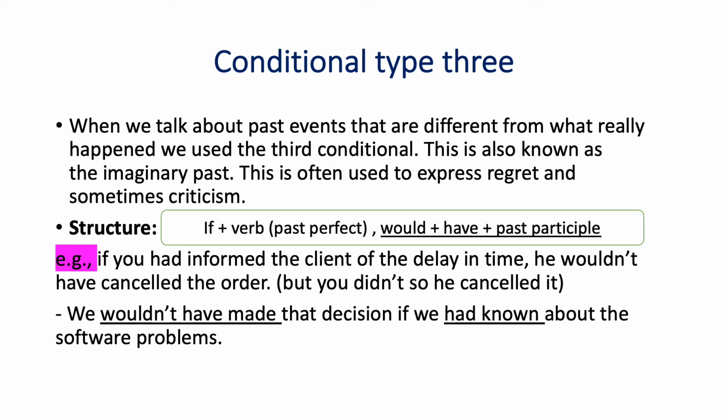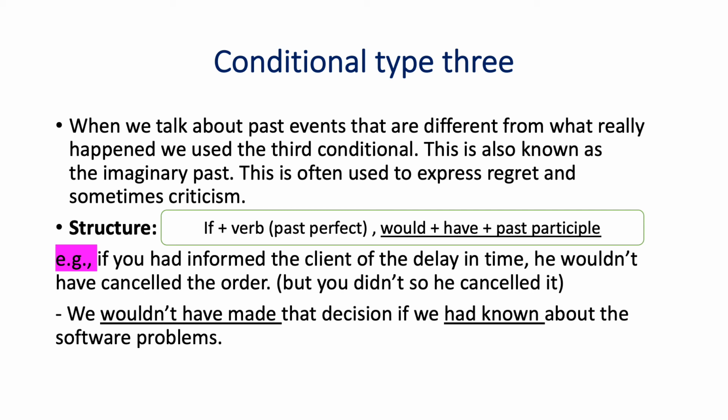Well, the third and last type of conditional is conditional type 3. When we talk about past events that are different from what really happened, we use the third conditional. This is also known as the imaginary past. So in conditional type 2 it is the imaginary future, but here we have the imaginary past. This is often used to express regret and sometimes criticism.